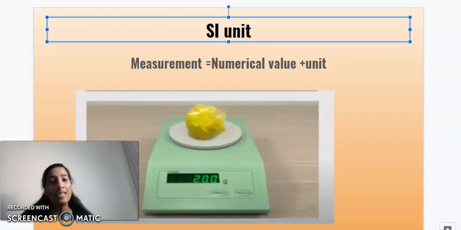While performing an experiment, scientists study the properties of substances, and this involves measuring quantitative properties. A quantitative measurement means there must be a numerical value and a unit. For example, you can see a block of sulfur here, and the weight of sulfur is 200 gram. That means 200 is the numerical value and gram is the unit.